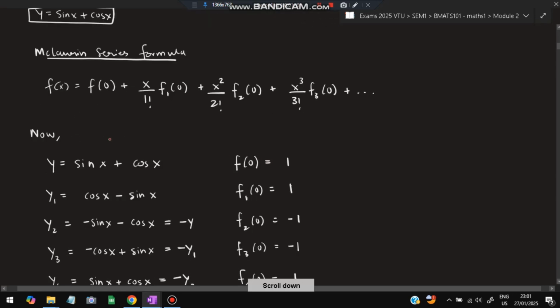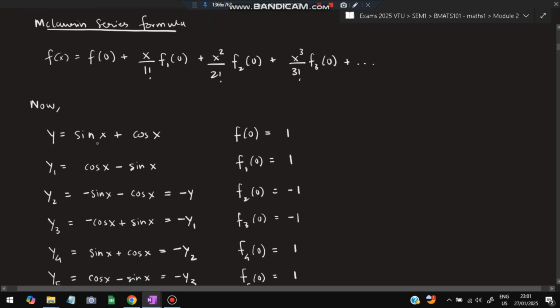So y is equal to sin x plus cos x we have. We just have to substitute 0 in the place of x. When you substitute 0 here, we'll be getting the answer 1, and we will be differentiating this with respect to x. When you differentiate sin x, we'll get cos x. When you differentiate cos x, we'll get minus sin x. Again we will substitute 0 here, so we'll be getting the answer 1. This is f1 because it is the first differentiation.